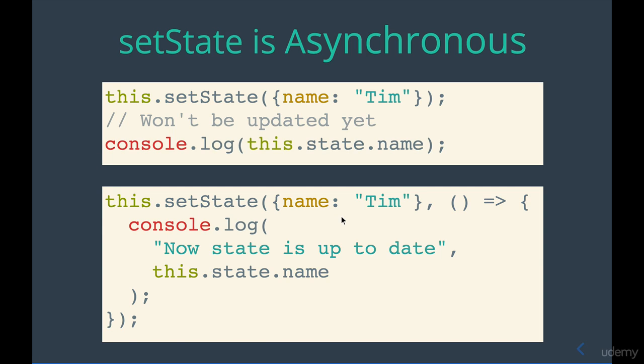So that's it. That's our 2 big gotchas. You want to use an update function whenever your update depends on a previous state, and you want to be aware that setState is asynchronous. So if you want to know when setState is finished, provide a callback function.